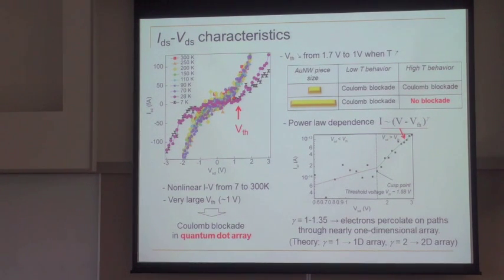In addition, we estimated the dimension of the quantum dot array by using a power law fitting. Theoretically, the power law exponent gamma is 1 for a one-dimensional array, and gamma is 2 for a two-dimensional array. From the fitting of this curve, we obtain gamma equal to nearly 1. So this indicates the electron percolates through a nearly one-dimensional array.